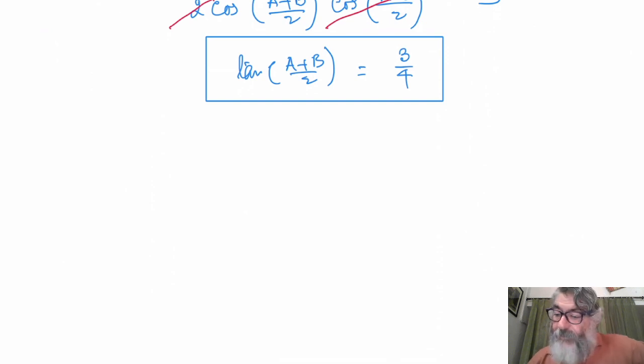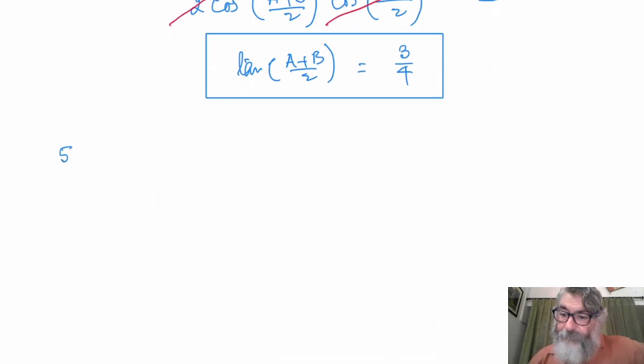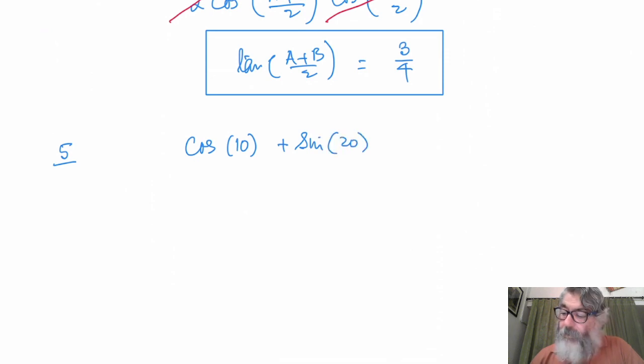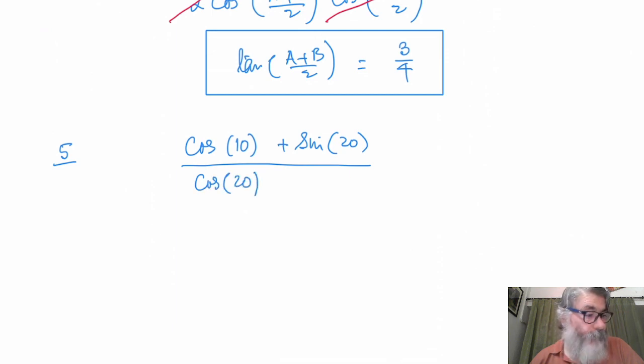Now let us see the fifth one. Find the value of (cos 10 plus sin 20) upon (cos 20 minus sin 10). This is all in degrees. Now again it is cos and sin, cos and sin. I have to change them to one, either to cos or to sin.